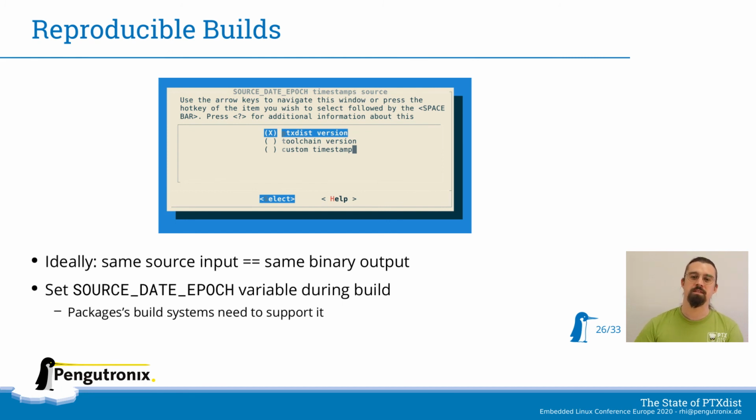And PTXdist does this by setting this source date epoch variable during build, and the package's build system has to respect this, but I think it is quite established right now. And of course, the date is only one thing we can pin down, but there are various different variables that go into the packages, and which the packages itself have to make sure to use reproducibly. And this is really an ongoing effort, but PTXdist does everything it can.